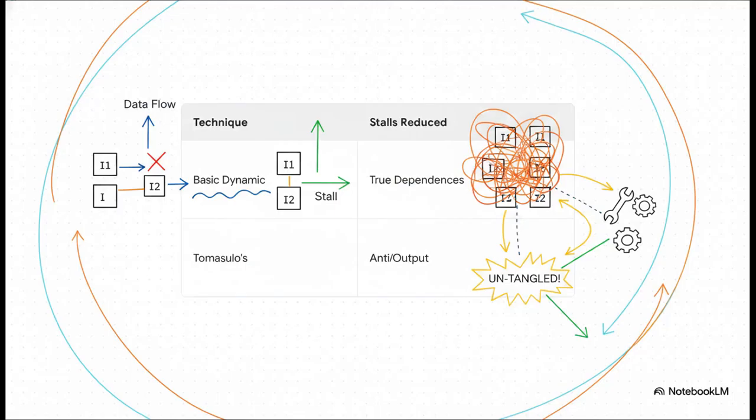So we can trace a pretty clear evolution here. Basic dynamic scheduling is a great start. It handles data hazard stalls from true data dependencies. But when you upgrade to advanced techniques like Tomasulo's approach, you are effectively eliminating stalls caused by anti-dependencies and output dependencies too. The hardware is literally untangling the traffic jam in real time.